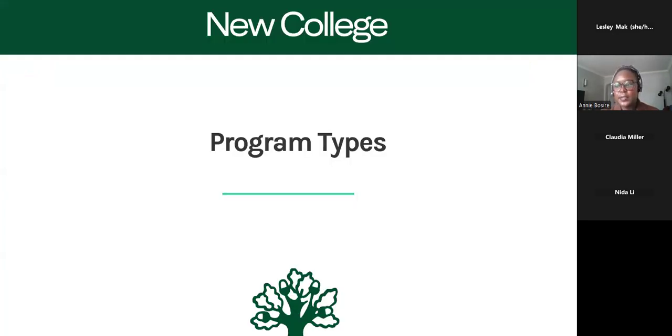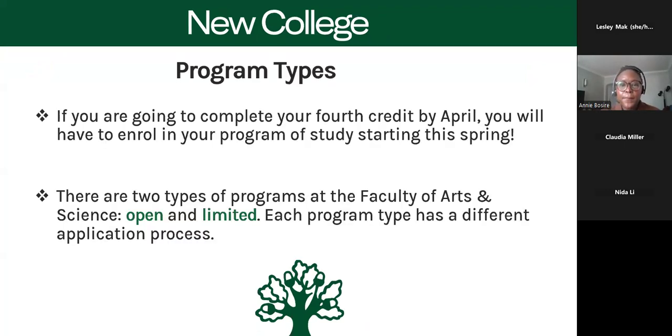Next, we'll look at the program types. We have two types of programs at the Faculty of Arts and Science. We have the open programs and we have limited programs. Each of these program types has a different application process, and we'll look at that in the next slides.